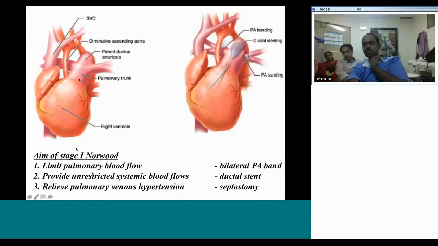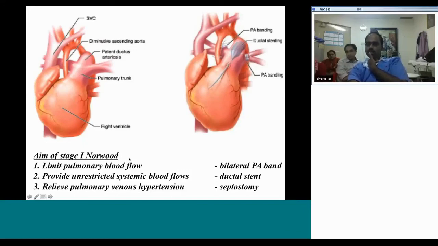So what all things do you need? You don't want too much blood to go into the lungs. So we need to limit the pulmonary blood flow. You want a lot of blood to go through the pulmonary artery into the descending aorta. So you want this ductus to be open. You want all the pulmonary venous return that is coming back to the left atrium not to have high left atrial pressures. So you want a decompressing septostomy.